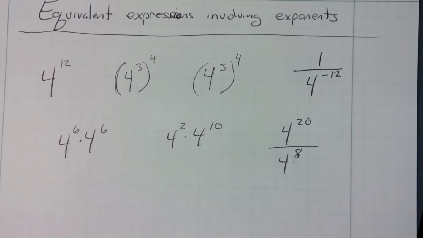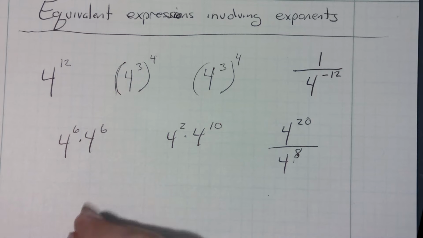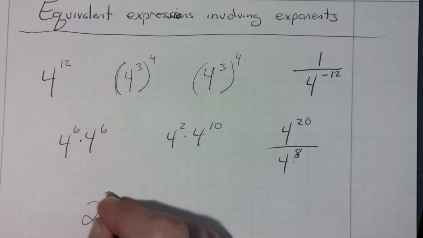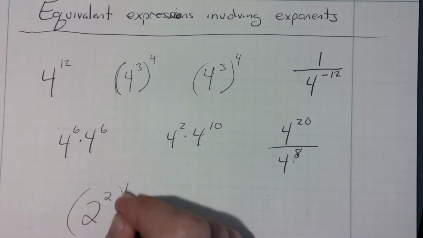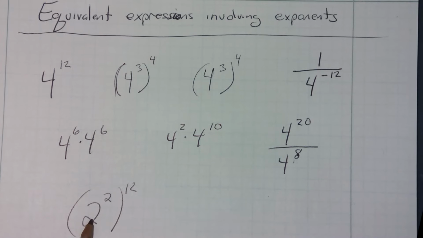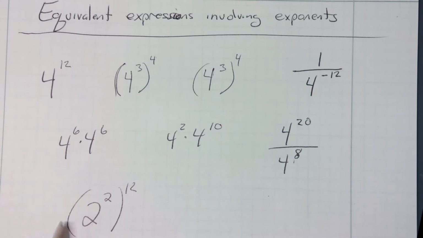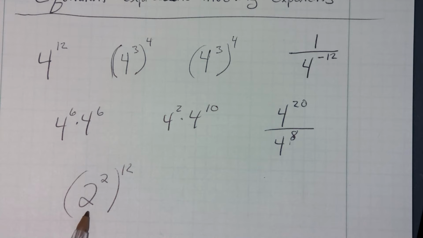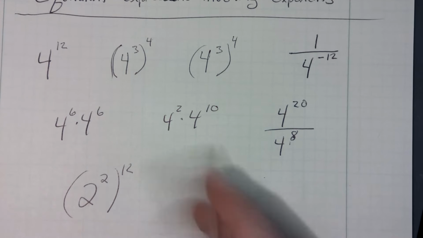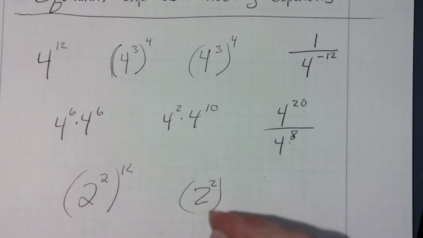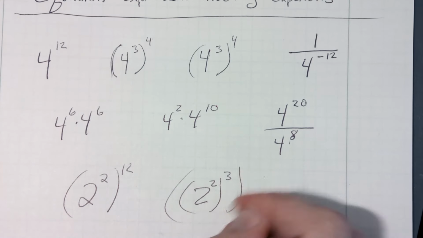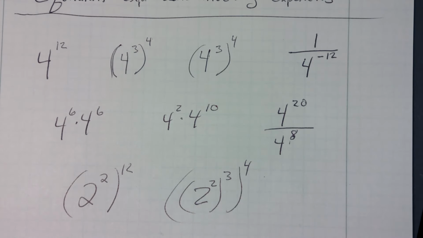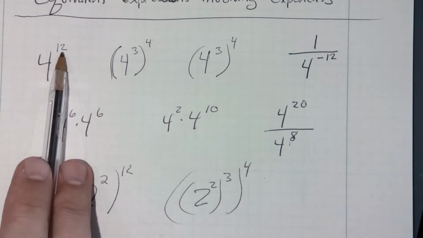They could even try to be trickier and do something like this: 2 squared raised to the 12th. What do we get when we square 2? That's our 4. It's just the 4 written in a different way. So again, all of these are equivalent expressions. We could actually do 2 squared raised to the 3rd raised to the 4th. That's an equivalent expression. All of these are exactly the same as 4 to the 12th, just written differently.